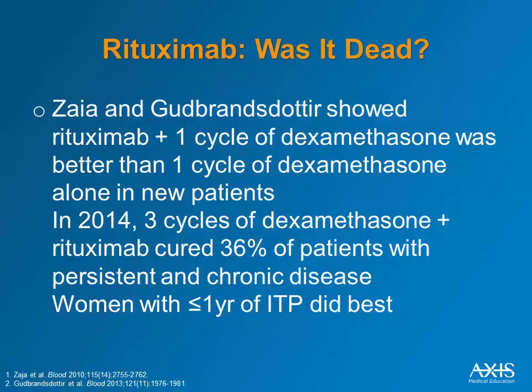Zaja in Italy and Gudbrandsdottir in Denmark looked at rituximab with dexamethasone, thinking that the use of an agent that attacked B cells, namely rituximab, and plasma cells, namely dexamethasone, would be a good combination. And it seemed like a good combination, although the long-term outcome of 36% was not ideal.